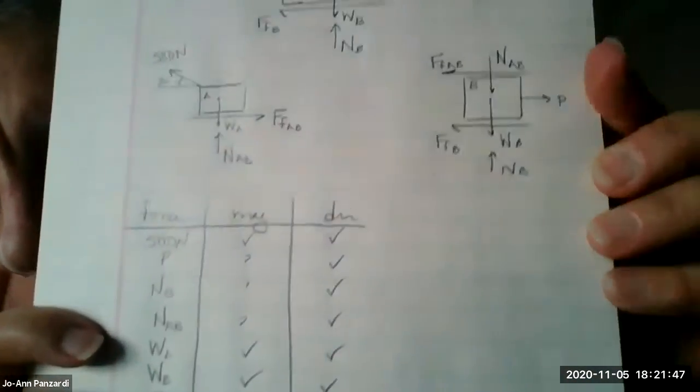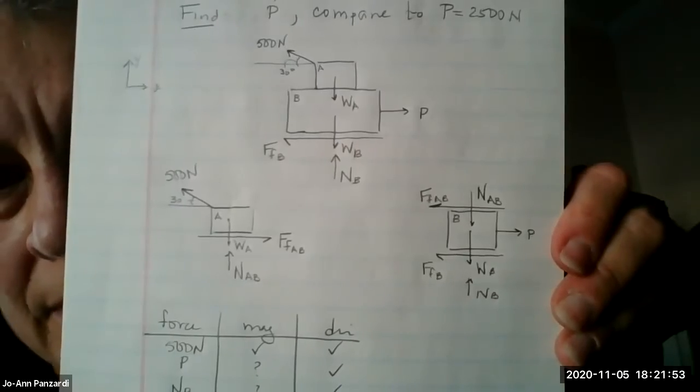On the FBD for block A, why did you draw NAB twice? Because I didn't know. Oh, okay. On your B diagram, from the top, you've got normal down. I just put weight. Couldn't that just be weight A?